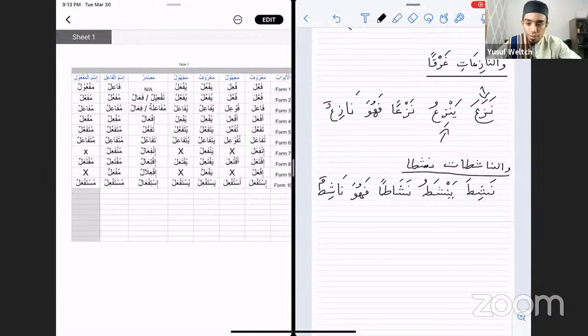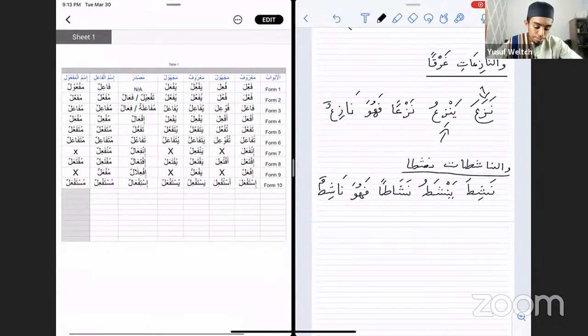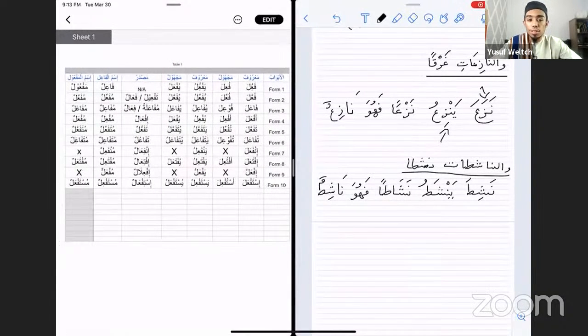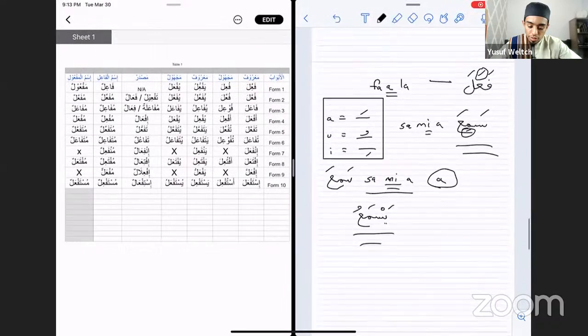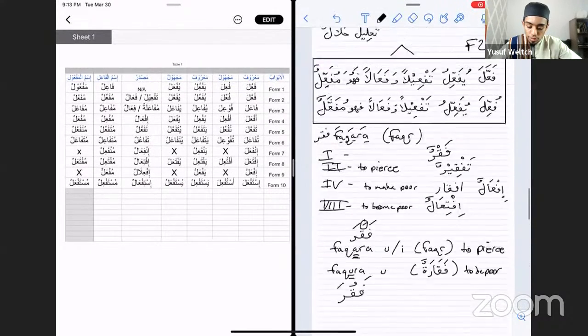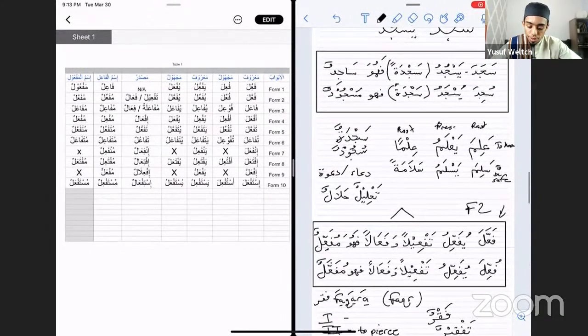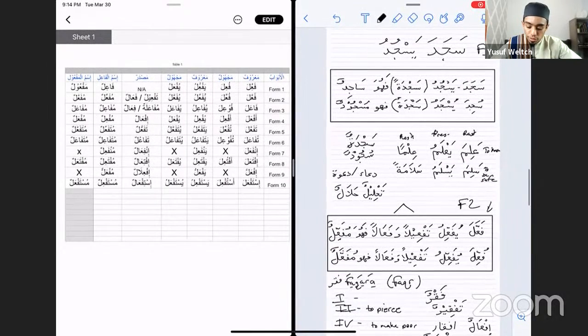Any other questions? النازعات غرقا والناشطات نشطا فالسابحات سبحا الناشرات نشرا فالمدبرات أمرا. All of those are ism fa'il. So if there are no questions, inshallah, we're going to do form 3 onward next week. Maybe not all of them, but we did form 1 and 2.